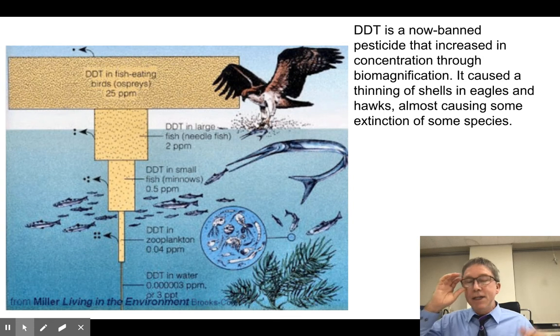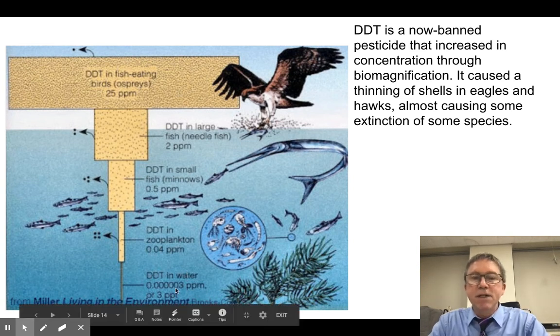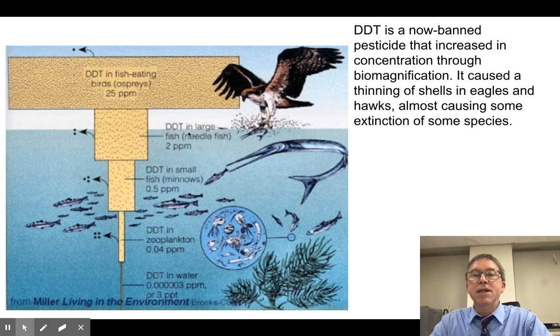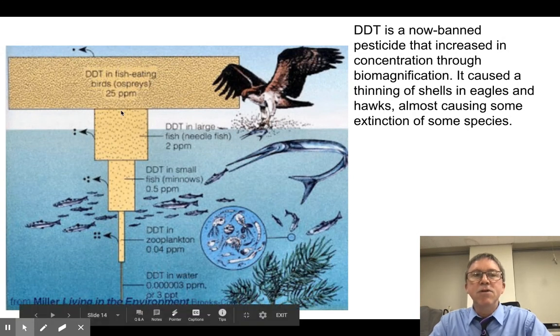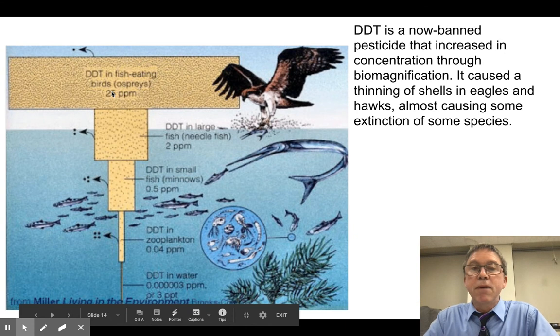So basically, DDT is a very, very effective insecticide. It's great at killing mosquitoes. Unfortunately, it is very persistent and quite toxic. You have very, very trace amounts, look at this, like 0.0000003 parts per million in water. But it gets taken in by phytoplankton, then by zooplankton, and by the time you get to the apex predators, like the osprey that's eating this fish, you can have 25 parts per million. So look at the difference. That's a million times more, and that's the problem with it.